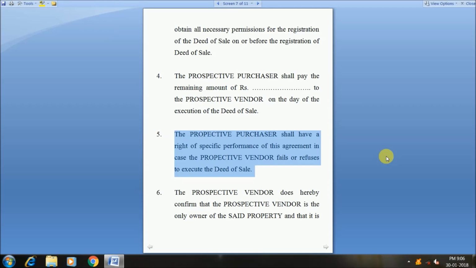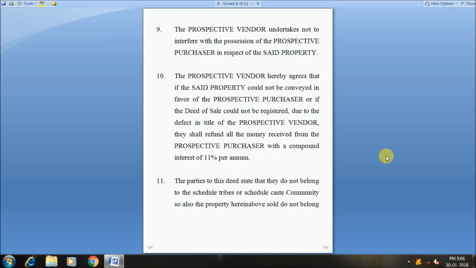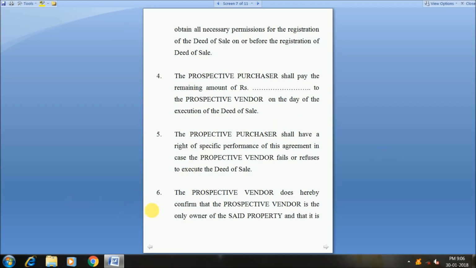Such clauses, like the prospective vendor does hereby confirm that the prospective vendor is the only owner of said property, and that it is free from any encumbrances and there are no claims whatsoever, is also sort of an indemnifying clause. That is, it is meant to protect the prospective purchaser. So this is also one of the important clauses.